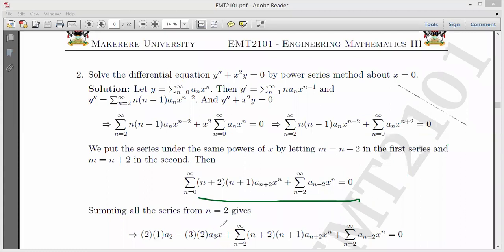Now we have a small problem. The problem is very small. What is the problem? Since this is x to the n, this one is also x to the n. The only difference is in the limits. This one runs from n equal to 2. This one runs from n equal to 0.